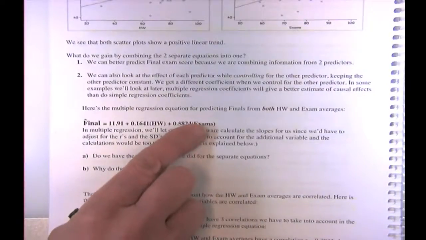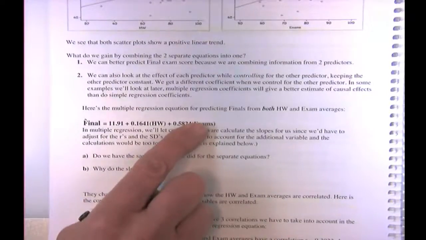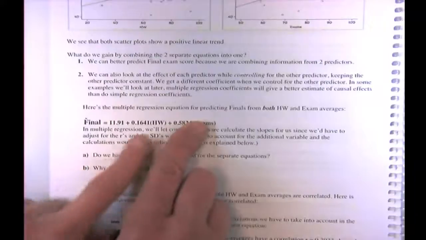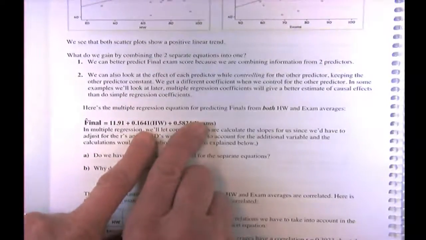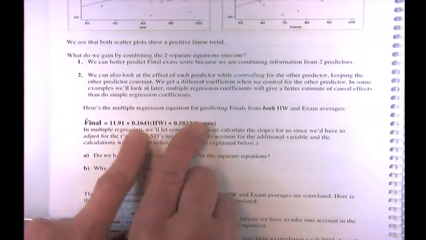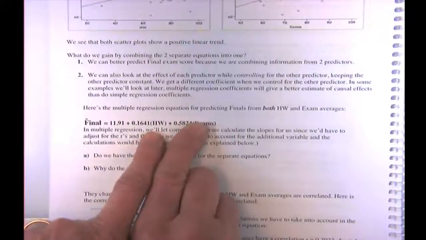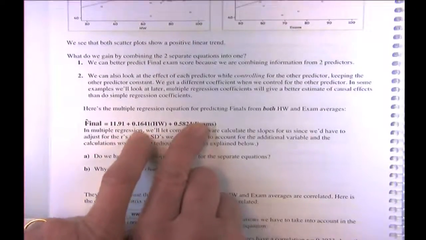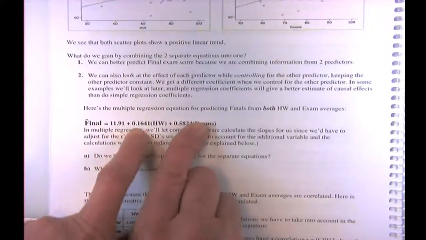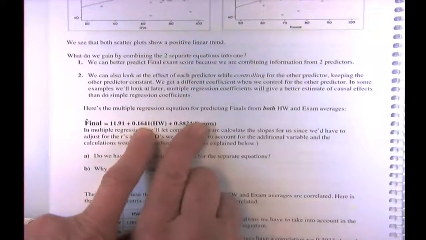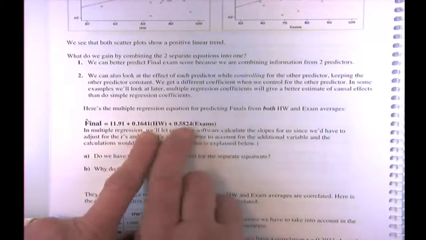So it says, given the same exam score, just look at people who both have 90 on their exams. How does a 1 point difference in their homework affect the finals? Well, on the average, it's this effect. For each extra point on the homework, it on the average raises your final by 0.1641 points. So clearly the effect is stronger.